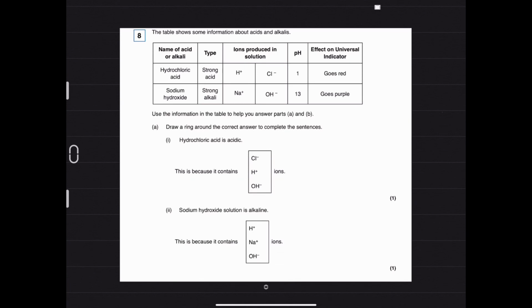Okay, I want you to look at this question here. We've got some information about acids and alkalis. So just look at that chart, that table there, and I want you to attempt the two corresponding questions. And note, they are only 1 mark questions.